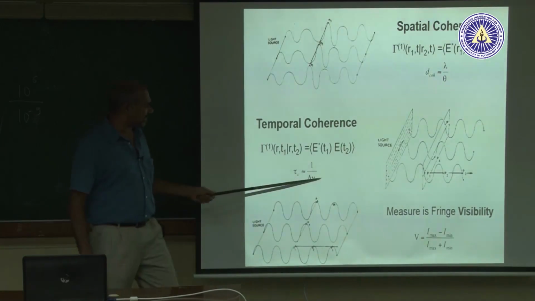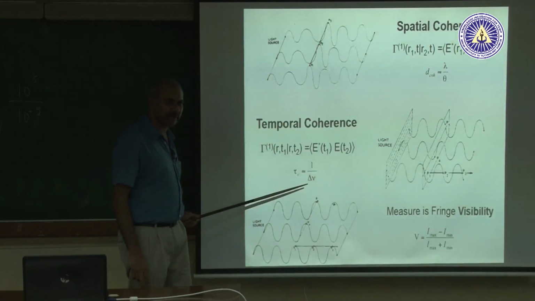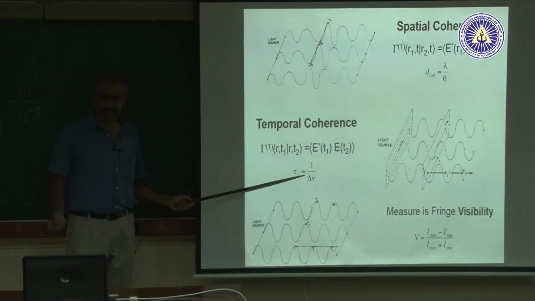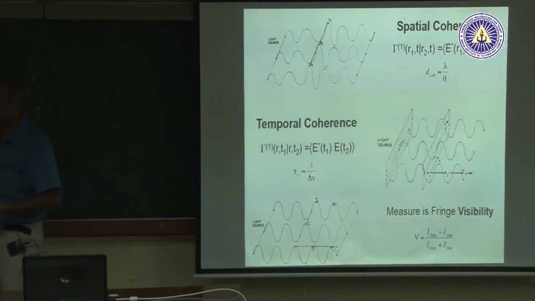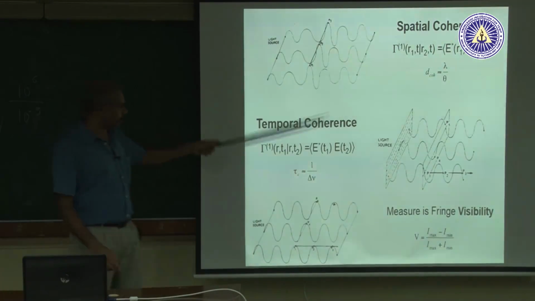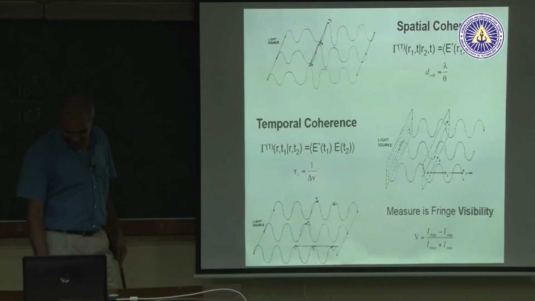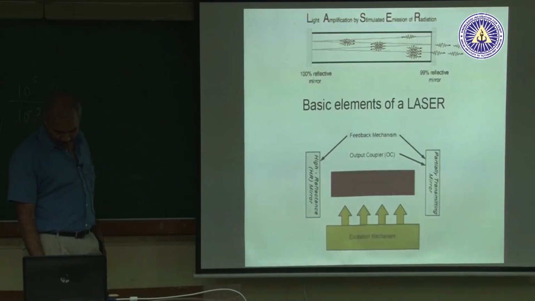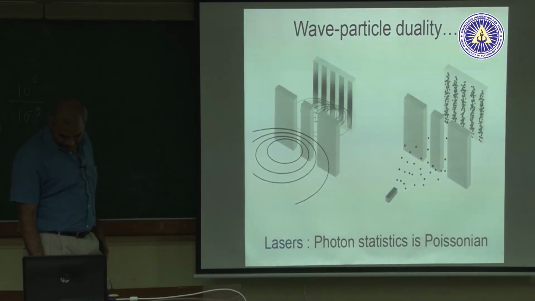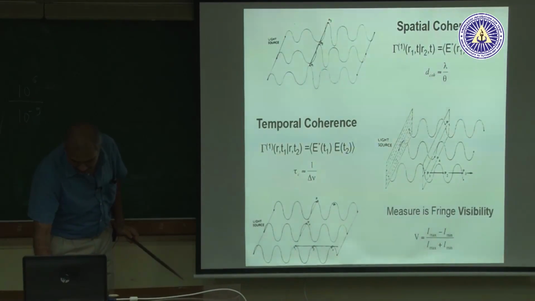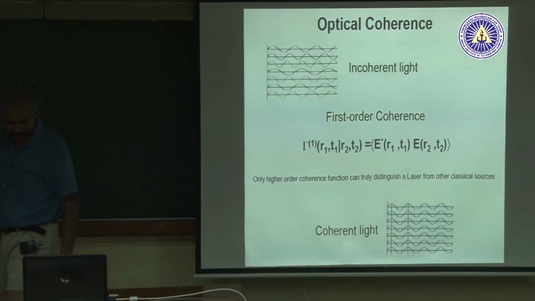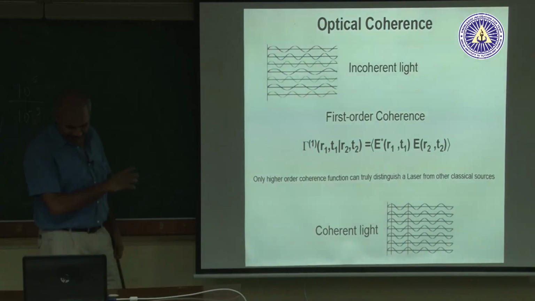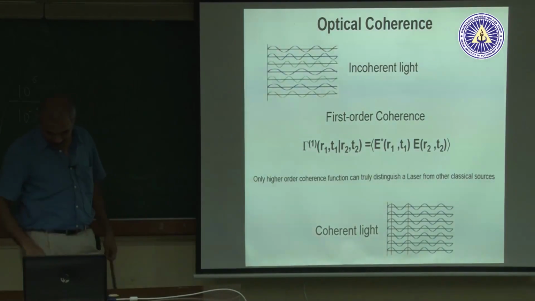But you say that these are precise, that we already spoke about, right? Delta nu is the same thing as bandwidth, theta is the same as angular spread, directionality, already spoken. So the actual difference between laser light and sunlight, I'll probably come back to that, is because of something called photon statistics. It is only a higher order correlation that distinguishes laser from other classical sources, but that is a slightly advanced topic, so we'll not worry about it.